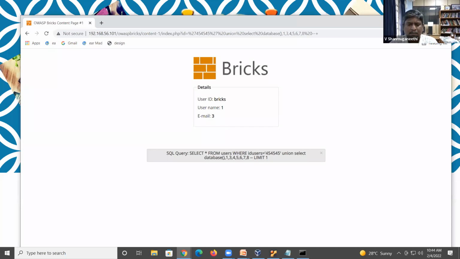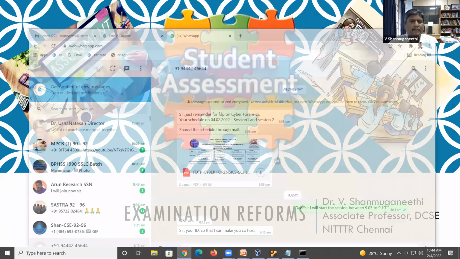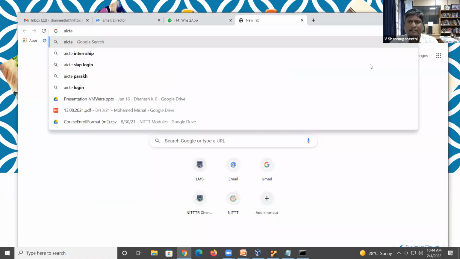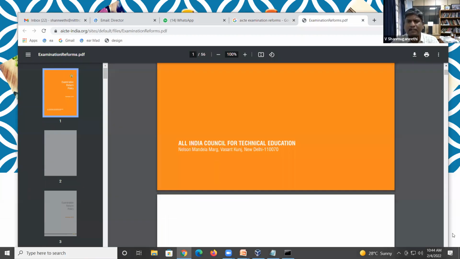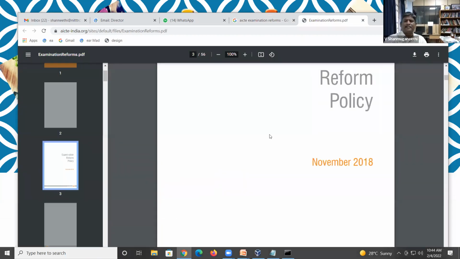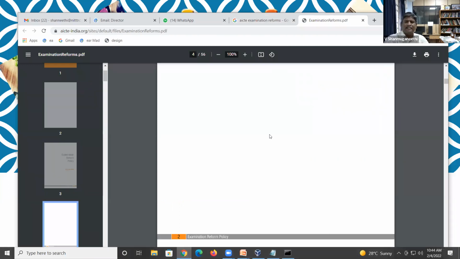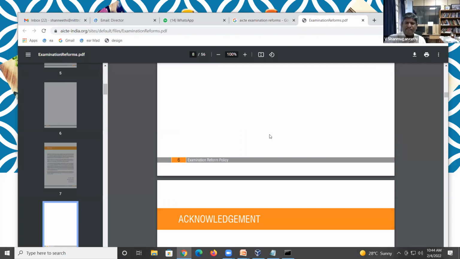Okay, so if you go to AICTE examination reforms, you can get the examination reforms policy. Actually, it was prepared in November 2018, and it gives the details and who all the members of the committee are. In fact, NICCC members are also there in the committee, right?